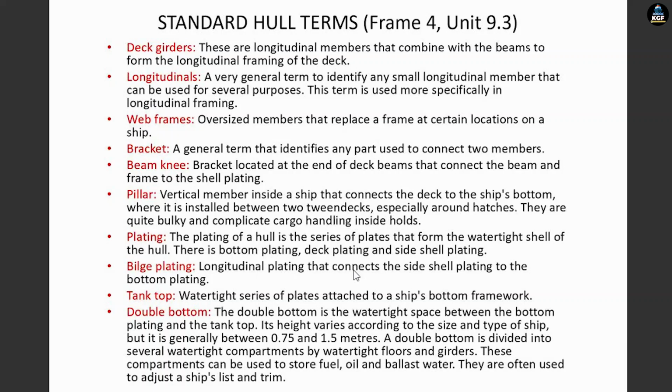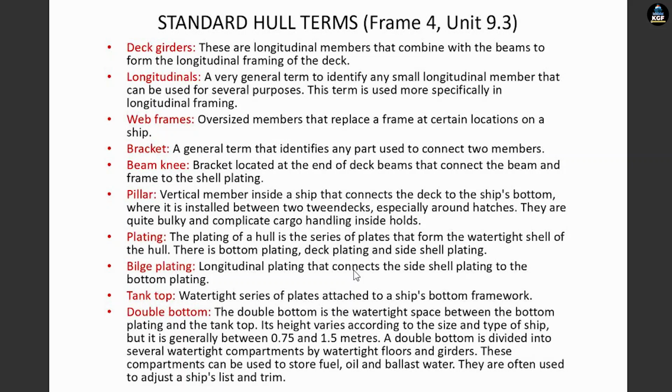So longitudinals, a very general term to identify any small longitudinal member that can be used for several purposes. This term is used more specifically in longitudinal framing. So web frames, oversized members that replace a frame at certain locations on a ship. Bracket will be a general term that identifies any part used to connect two members. Beam knee, bracket located at the end of deck beams that connect the beam and frame to the shell plating.